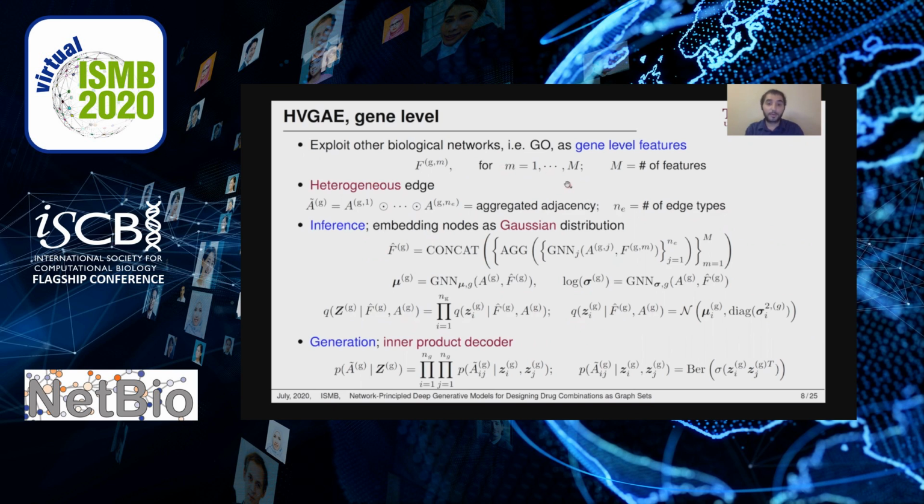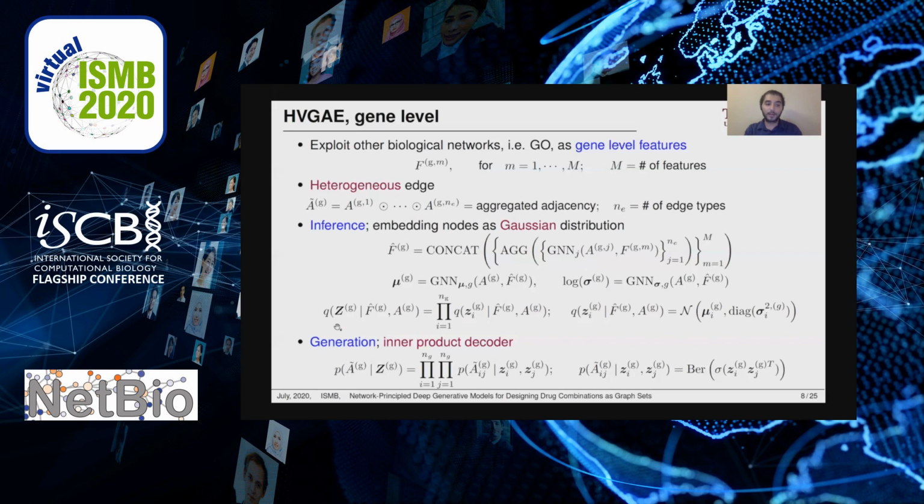Simply, we have M types of features, such as gene terms and KEGG pathways, and we have NE types of edges between genes. For each type of edge, we have an adjacency matrix. Based on these different types of edges and different features, we will learn an intermediate representation of each node, or in here, each gene. We will embed or represent each node or gene as a Gaussian distribution. For a Gaussian distribution, there are two parameters, mu and sigma. We will learn this mu and sigma based on the graph neural network of this intermediate feature we calculated based on these edge types and different features.